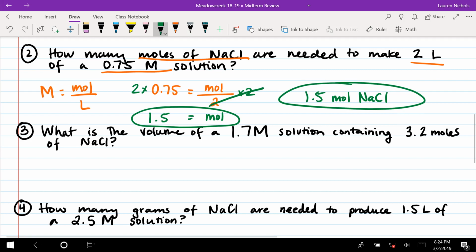Now number 3: what is the volume of a 1.7 molar solution containing 3.2 moles of NaCl?